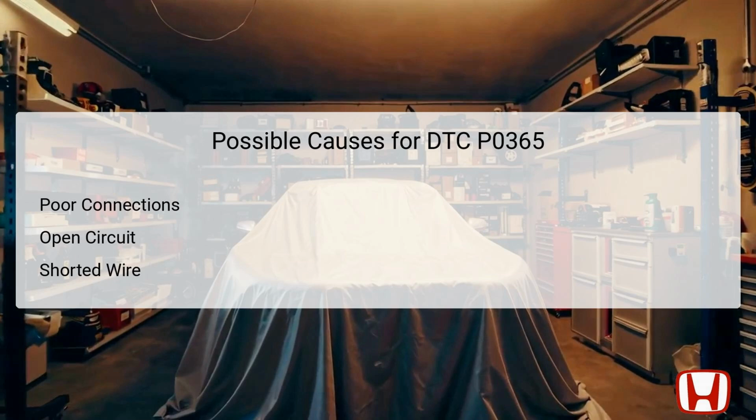Firstly, poor connections at the CMP sensor B or the powertrain control module can interrupt the signal that the PCM requires, which can lead to this DTC being triggered.